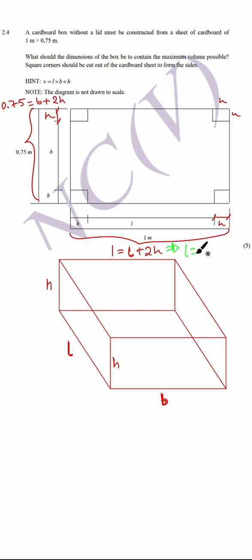Now we can take 1 equal to L plus 2h and make L the subject of the formula, so it becomes L is equal to 1 minus 2h. And likewise, we can take 0.75 equal to B plus 2h and make B the subject of the formula, and it becomes B is equal to 0.75 minus 2h. So we have L equal to 1 minus 2h and B equal to 0.75 minus 2h.